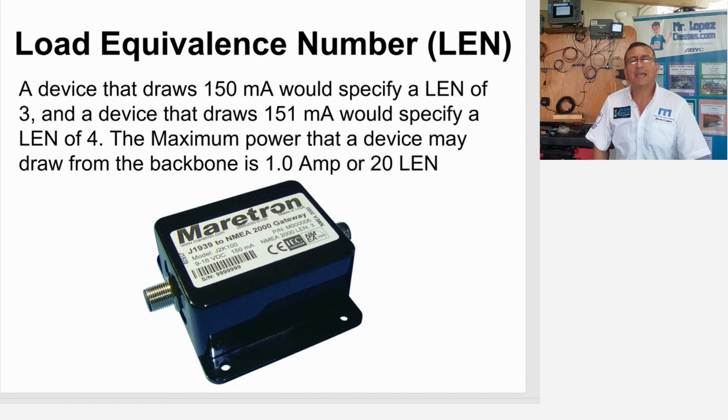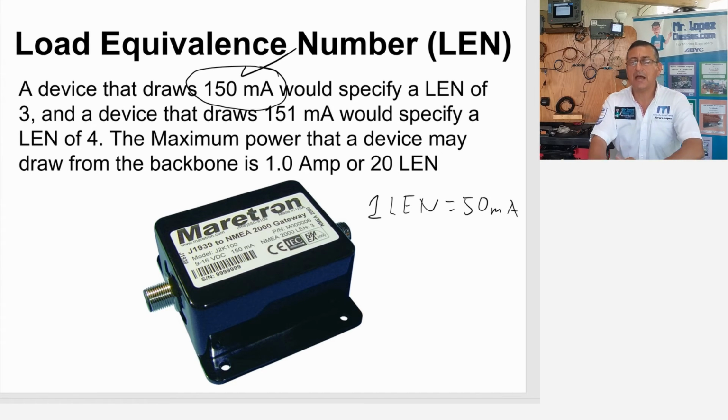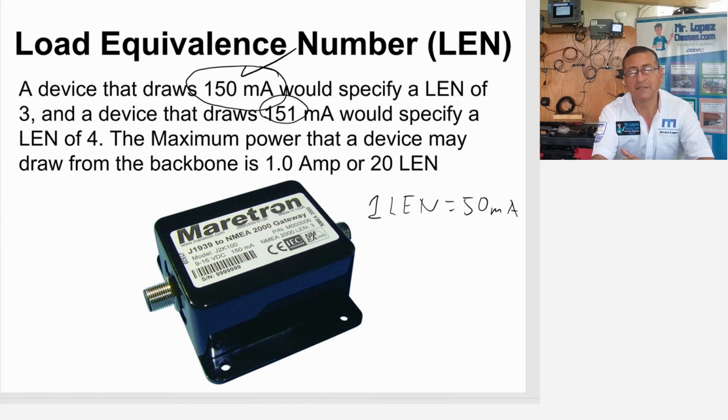Let me explain what is the meaning of that with an example. Suppose that I have a marine electronic device, and the label says 150 milliamps. What is the meaning of that? This equipment has 3 LEN, because one LEN is equivalent to 50 milliamps. 150 is 3 LEN. Let me check another one, 151. That is 4 LEN, because it's 3 plus 1.